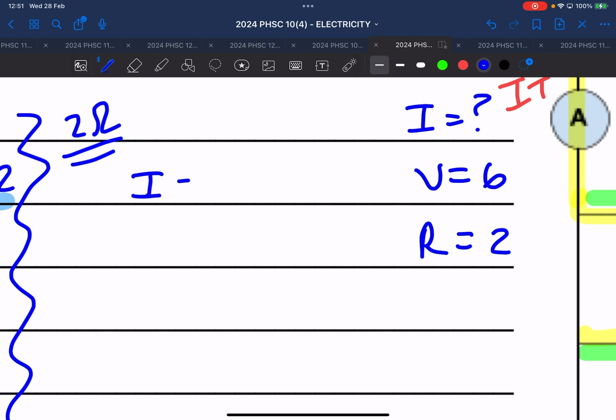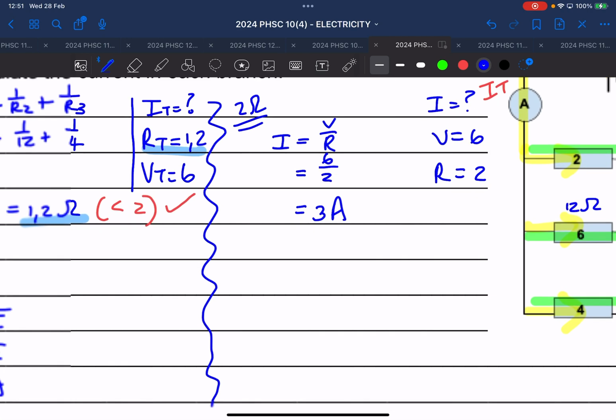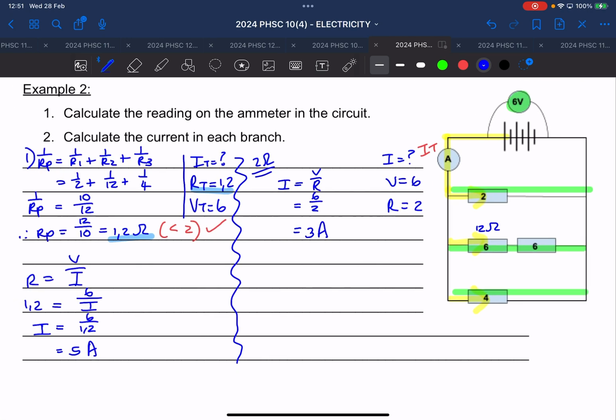So current is volts over resistance. The volts is 6, the resistance is 2. Quick mathematics: 3 what? Amperes. Alright, now I want to know if it makes sense that of our 5 amperes, we only have 5 amperes in our circuit, 3 of them go to that branch.